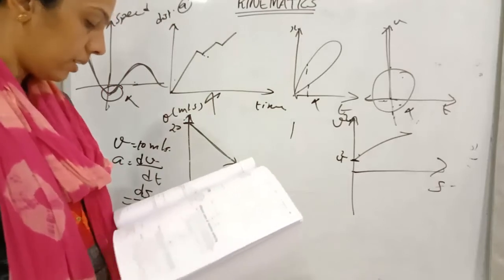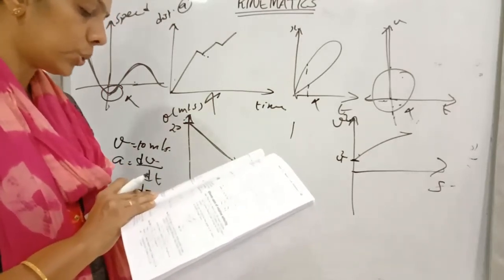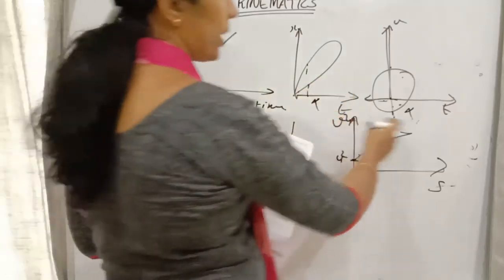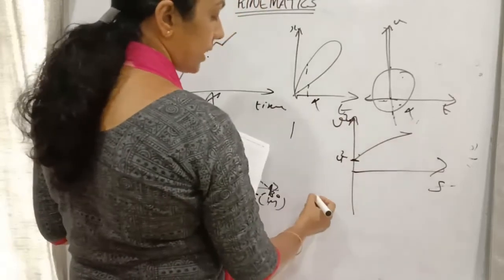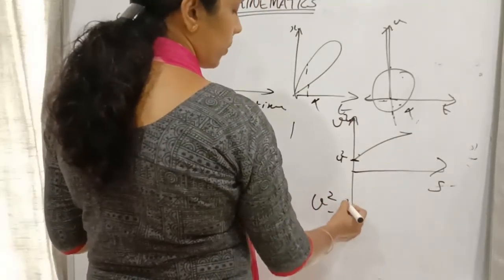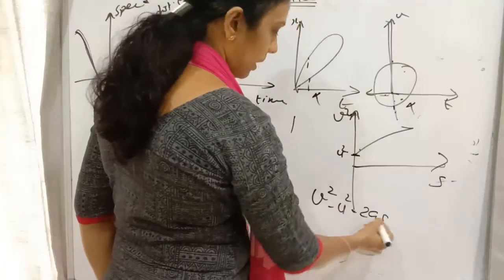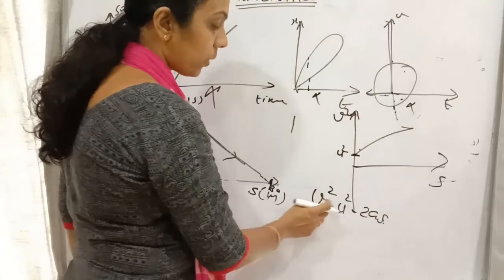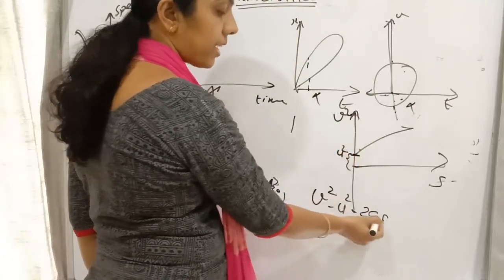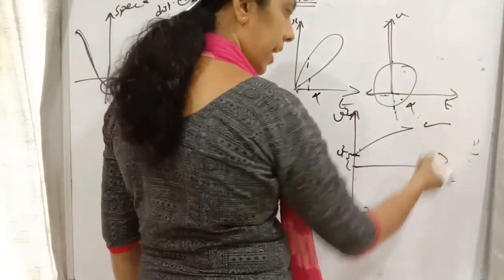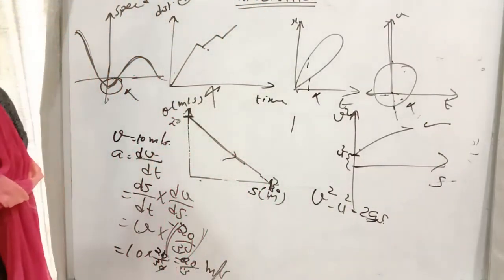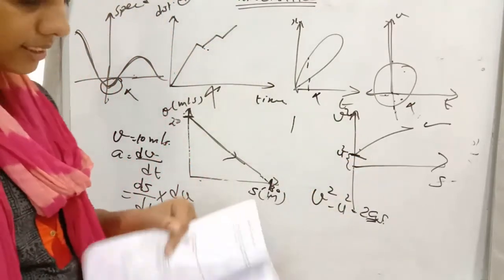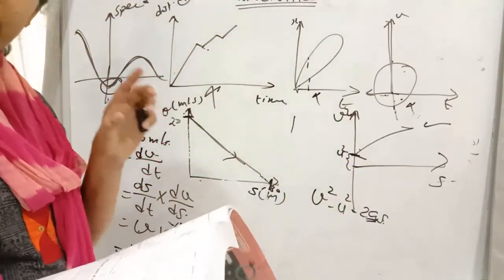Now, the given graph shows a uniformly accelerated motion. V square is proportional to S, so we can write V square minus U square equals 2AS. Here V square minus U square is directly proportional to S. So it is accelerated motion only. This graph is obeying accelerated motion, but U square is present here. The second option is therefore not a wrong statement.